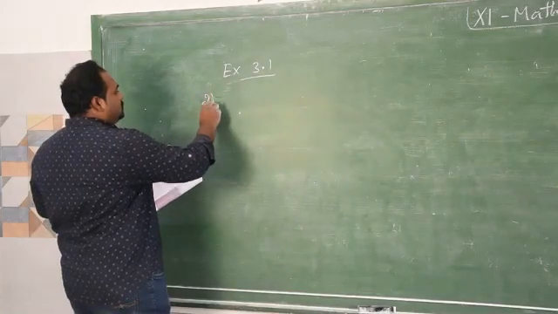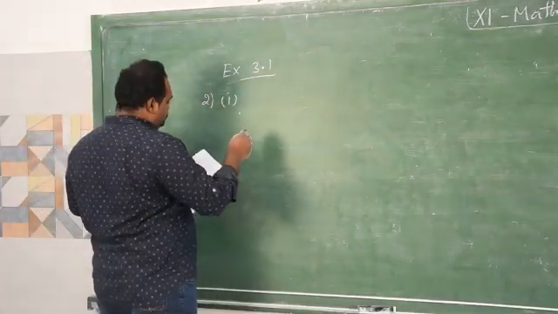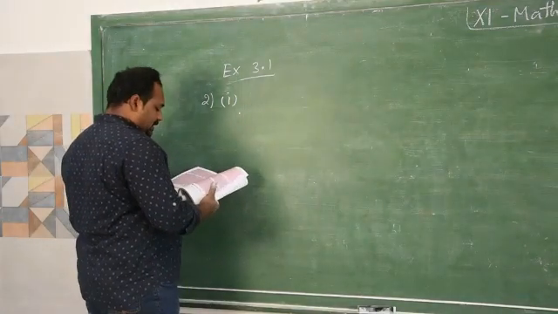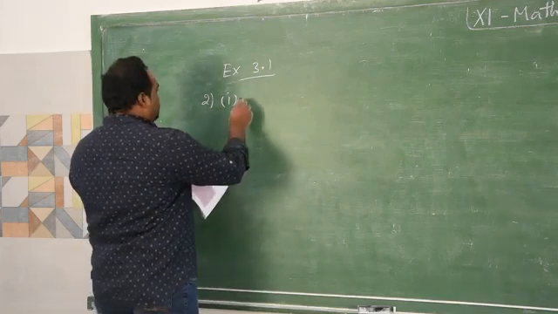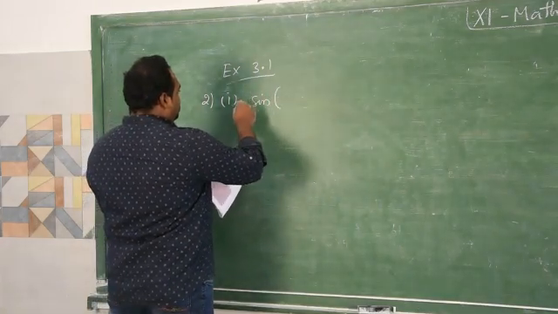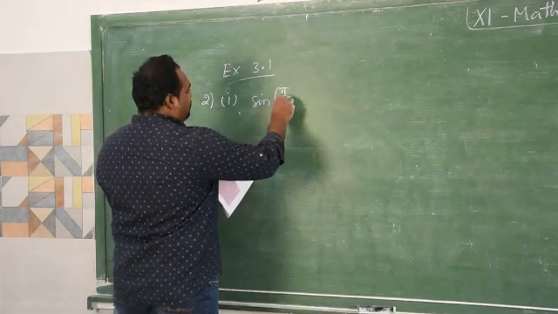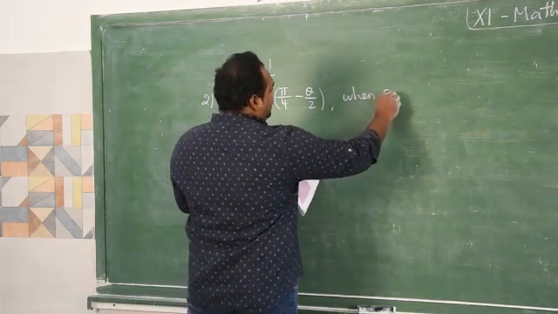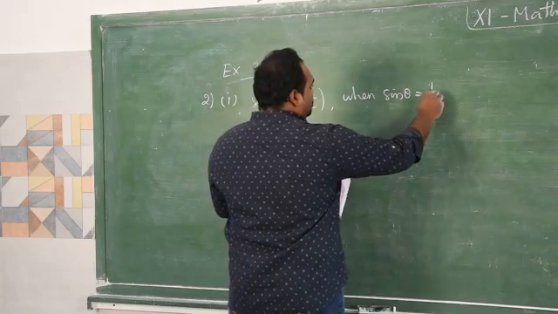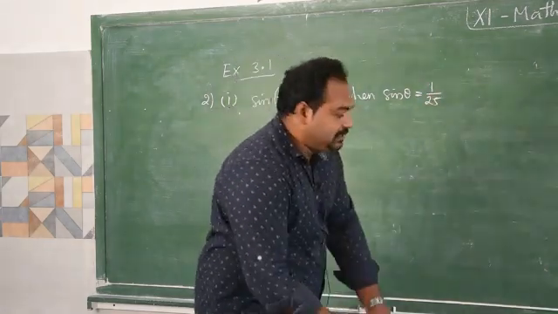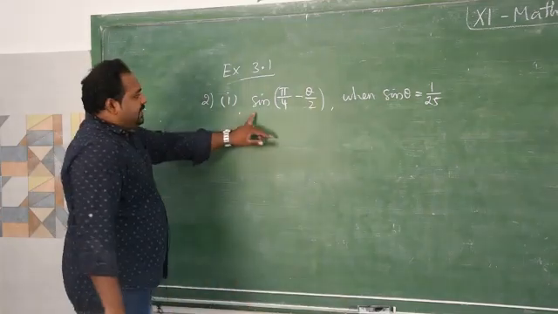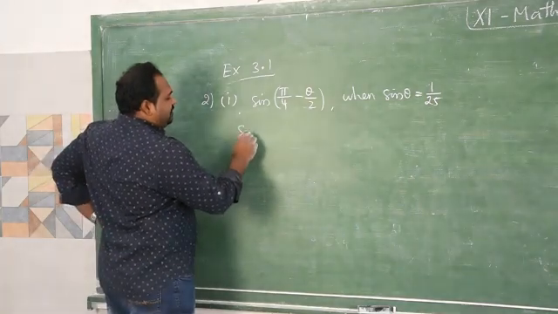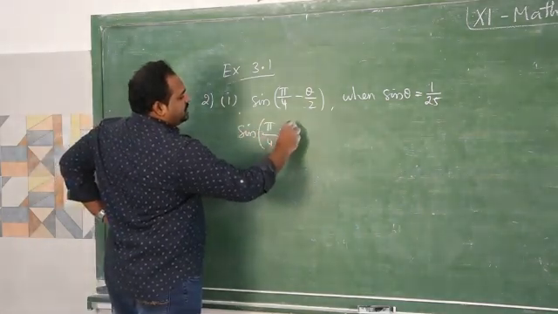Next, problem number 2, subdivision 1. If theta is an acute angle, then find sin of pi by 4 minus theta by 2 when sin theta is given as 1 by 25. Here, look at this, sin of pi by 4 minus theta by 2 we have to find out.